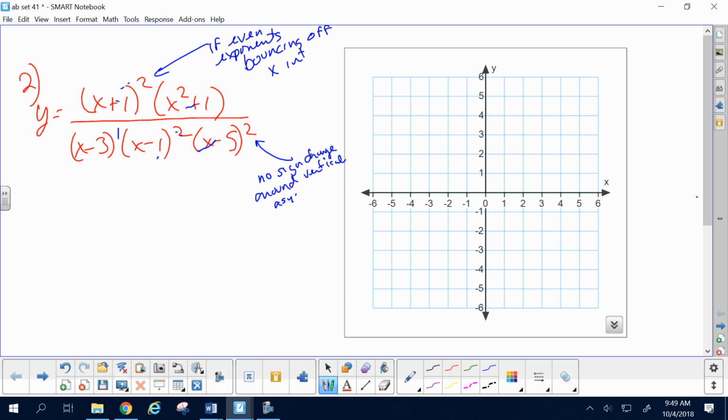Okay, so with that said, give that graph a go, please. Obviously, it's not calculated. Let me know if you have questions.